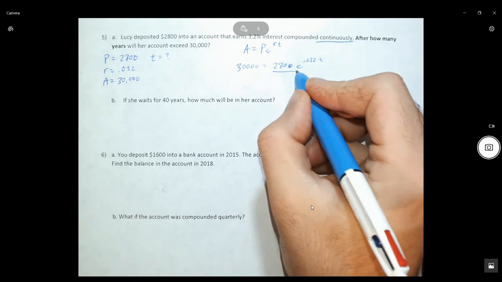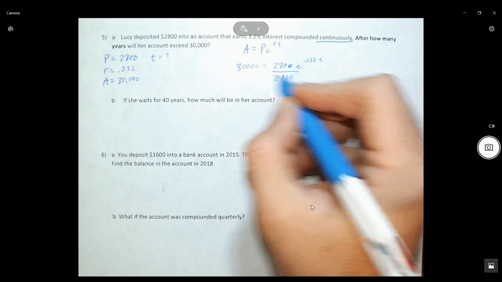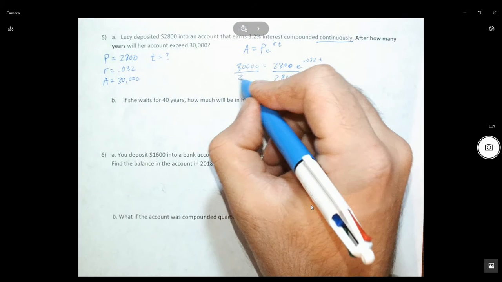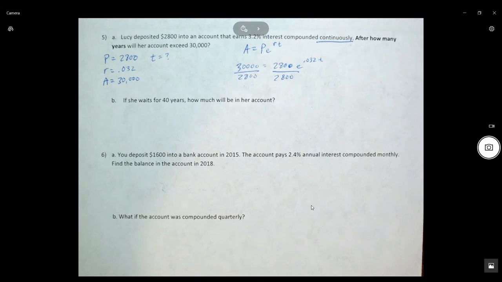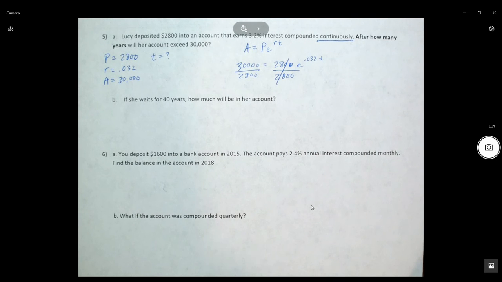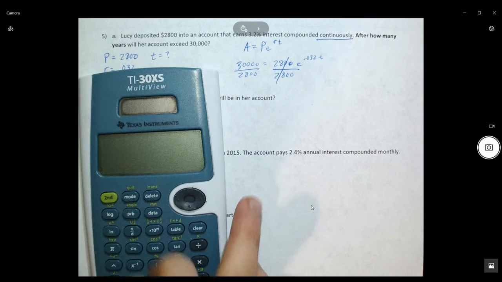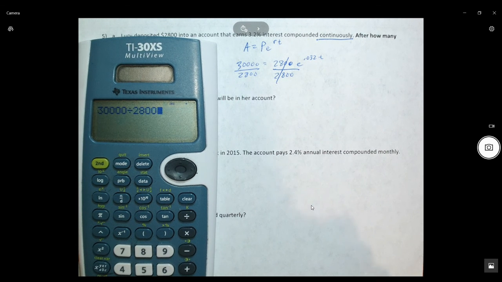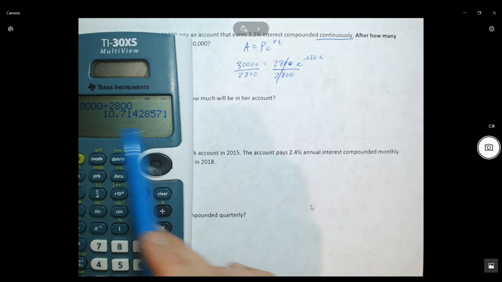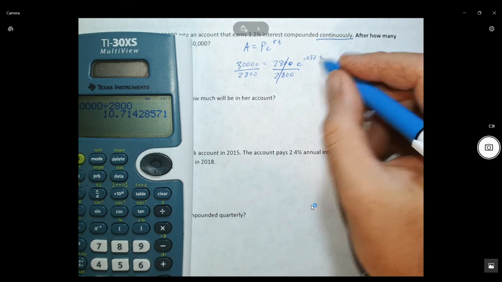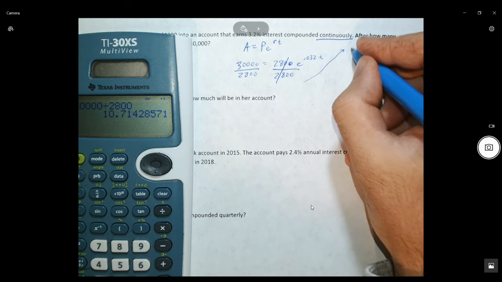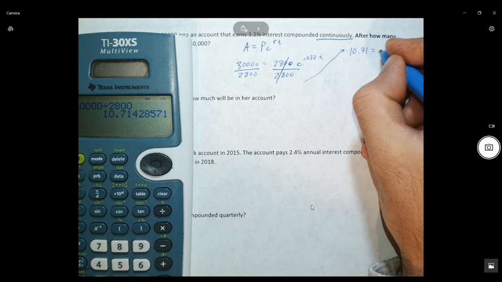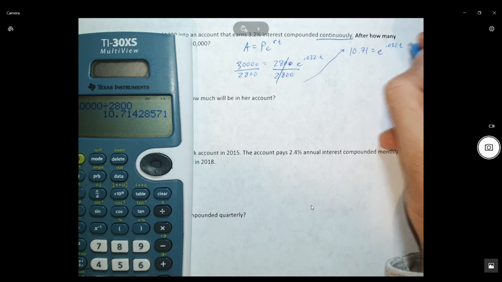All right, knowing that, we don't want to multiply here. We want to go ahead and divide this 2,800 over to get our exponential by itself. So we divide that. When you do 30,000 divided by 2,800, that gives you about 10.71. So I can say, I'll move back up here, 10.71 is equal to E to the 0.032 T.